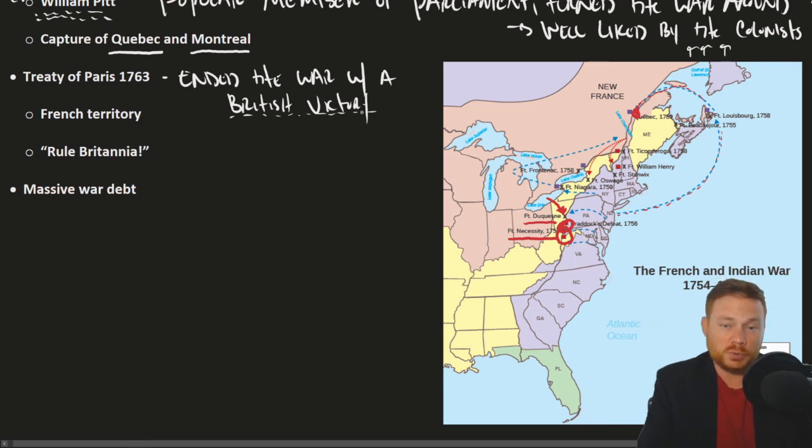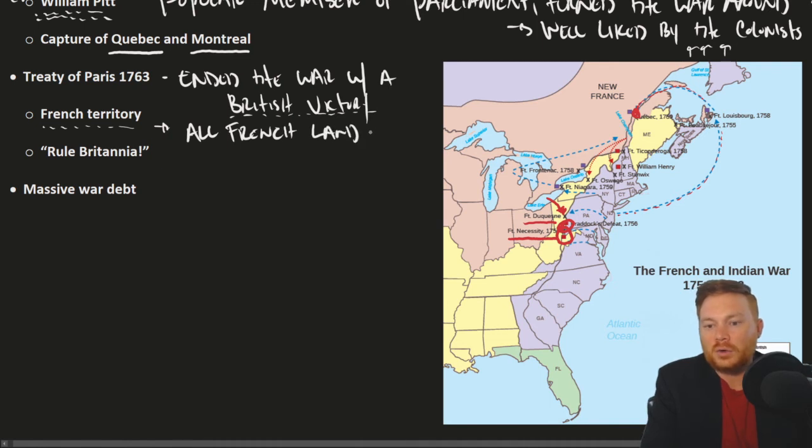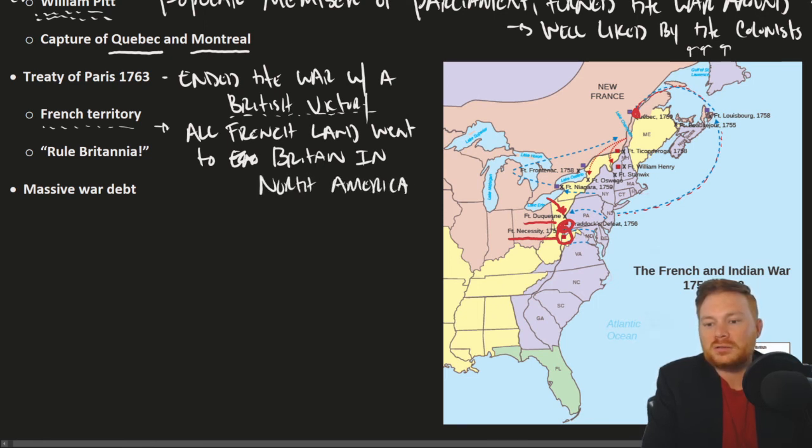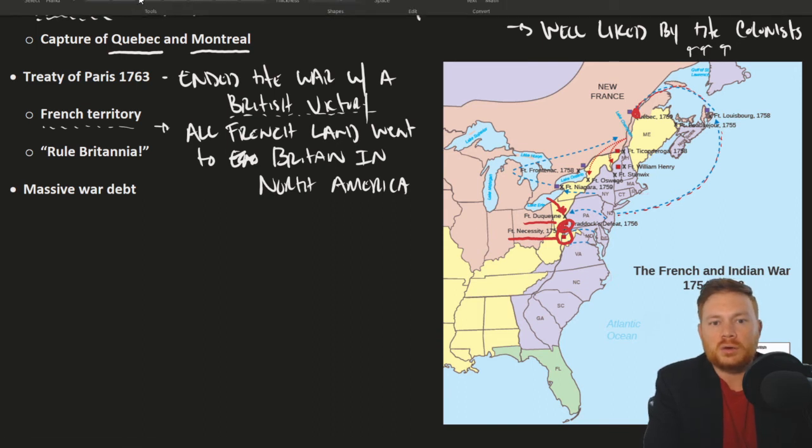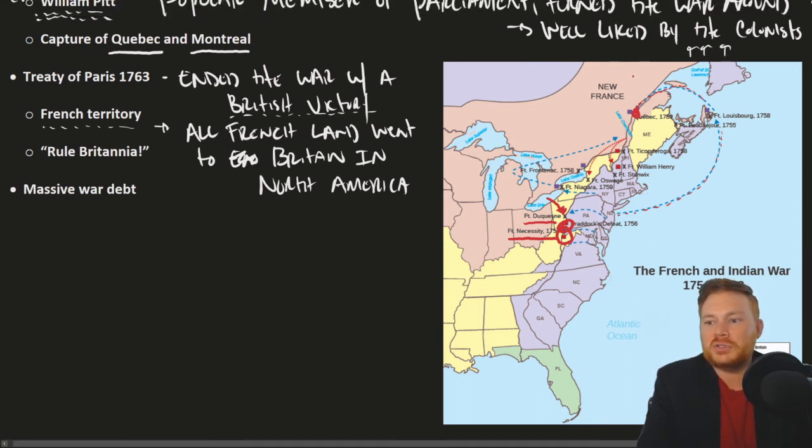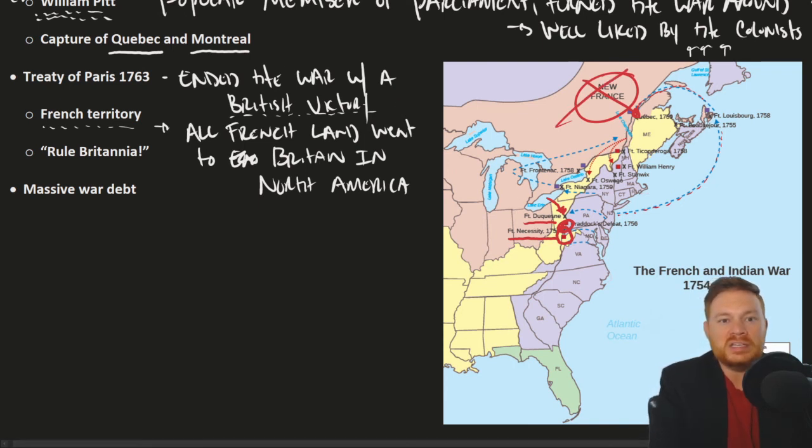Now, one of the most important consequences of this was what happened to French territory, and that is all French territory, I'll say French land, went to England, Britain, in North America. Right, so New France, this colony that was created in the early 1600s, New France ceased to exist. All this territory would now belong to England. So England greatly expanded its territorial acquisitions.